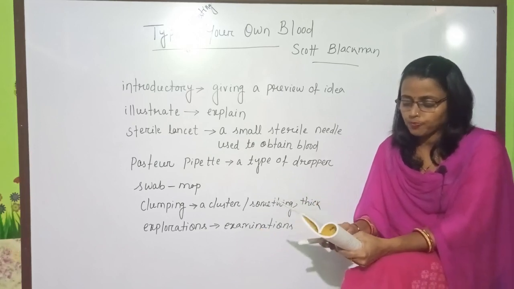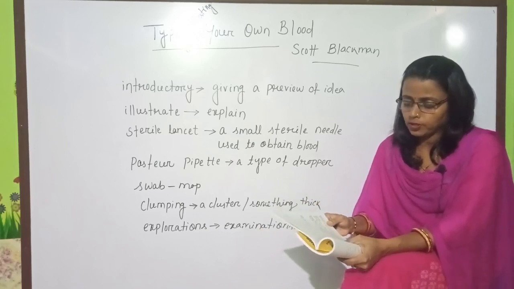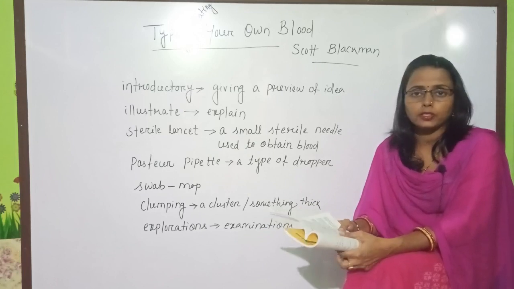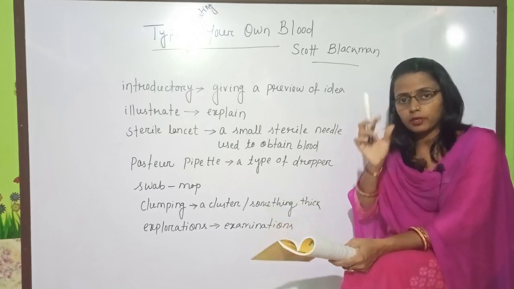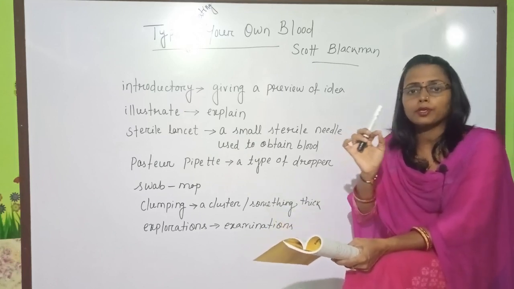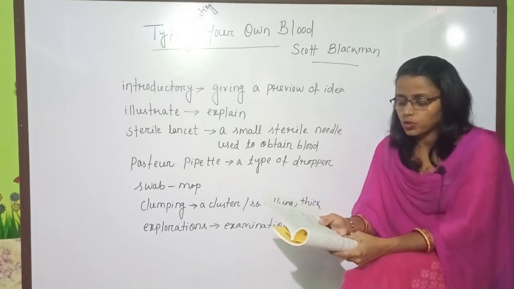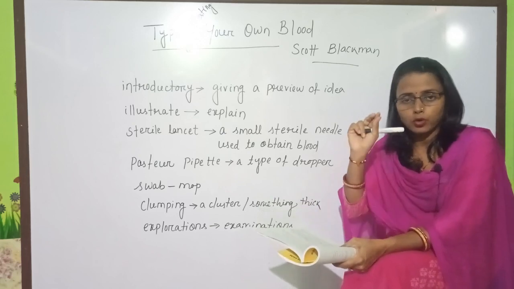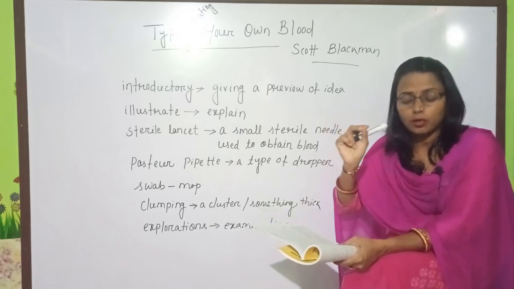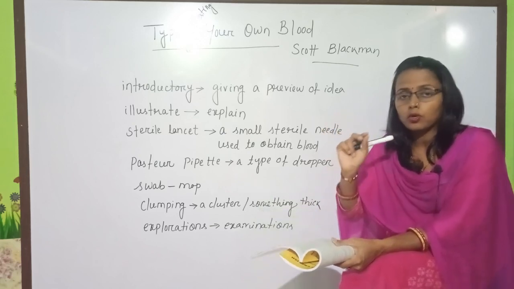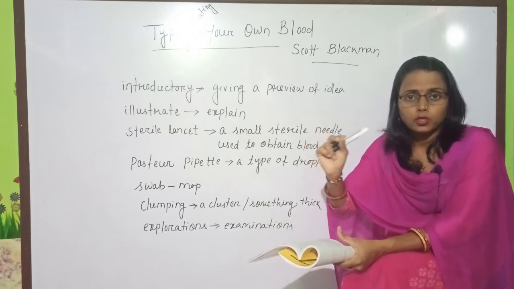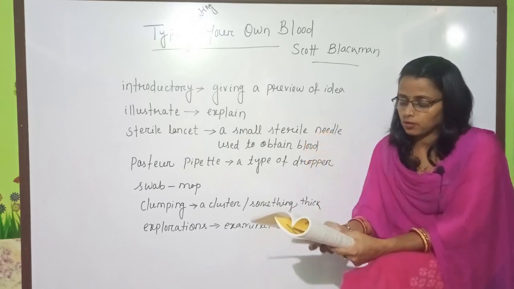Look at paragraph 2. In order to type your own blood, you need the following equipments. So, in order to test the blood, some of the equipments, means laboratory equipments are essential. What are they? Alcohol soaked cotton ball. Small cotton balls are needed which is soaked with alcohol. Why? In order to make something bacteria free so that we can sterilize something.